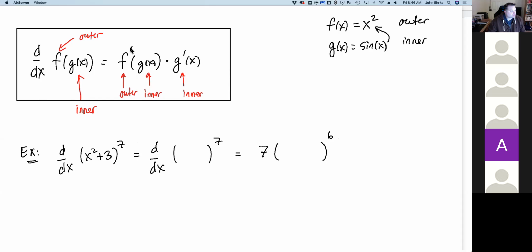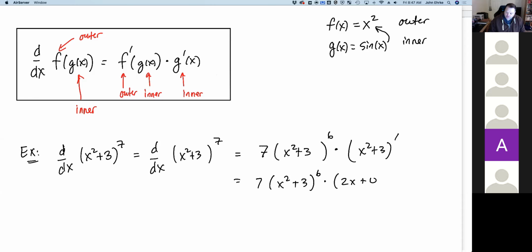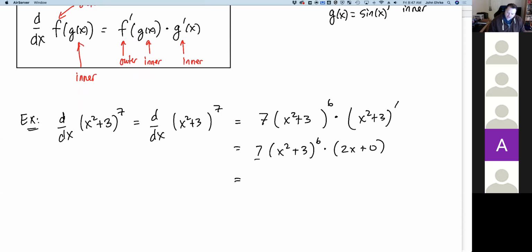says you take the derivative just like you normally would, but you keep g of x inside of it, but then you have to multiply by the derivative of the inside. So the inner function here is x squared plus 3. So this becomes x squared plus 3, but then I have to multiply by the inner derivative. The inner derivative is the derivative of x squared plus 3, which is 2x plus 0. So 7 times 2x is 14x, like so.